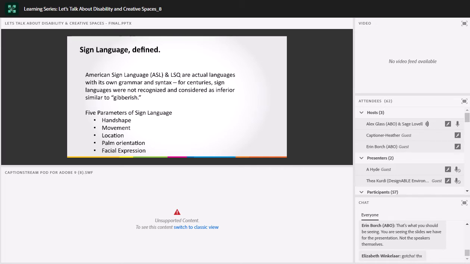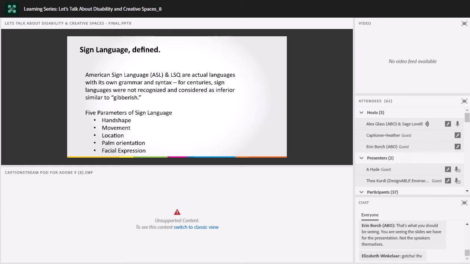Speaking to language, for many, many years, sign language was not recognized as a language. It was judged, it was seen to be less powerful than English and something that wasn't really something to be noticed or respected.